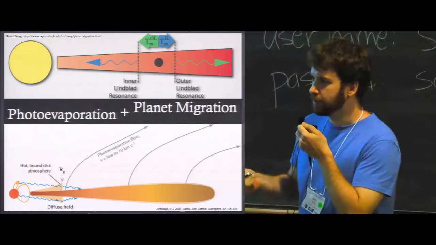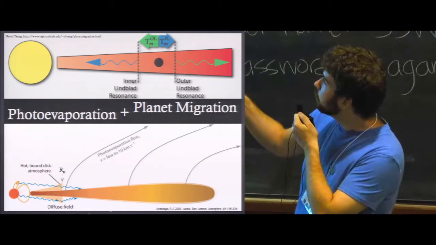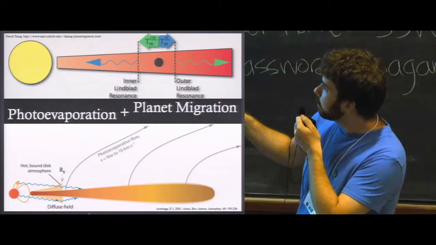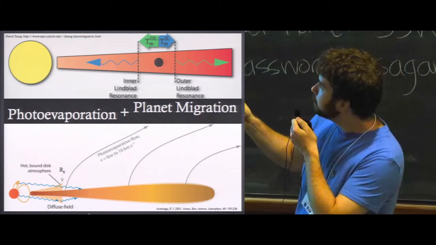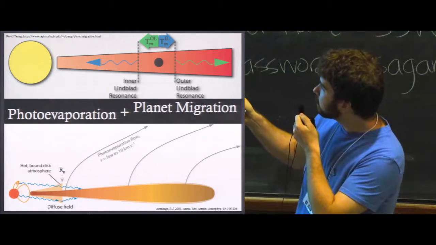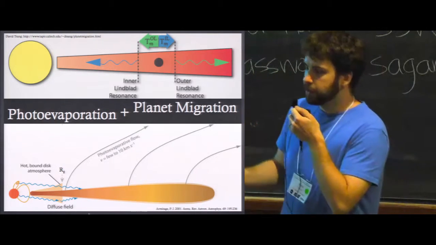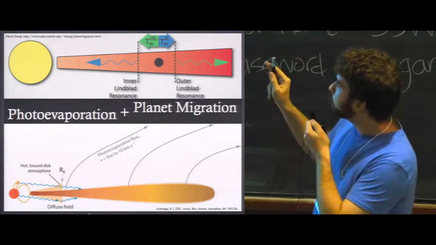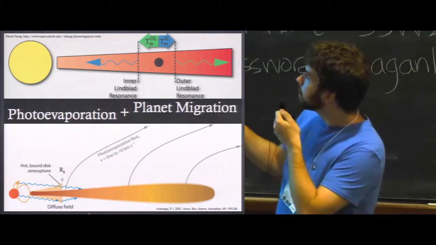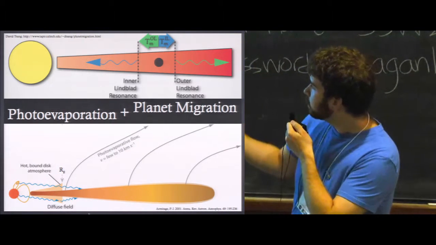Thanks to Richard Nelson for already covering a lot of this stuff. It made my job easier. So the takeaway message from the top diagram here is that in planet migration, the outer Lindblad resonances push the planet inward, and the inner Lindblad resonances push the planet outward. And if you remember from his talk, the giant planets actually open a gap, so only the outermost resonances affect planet migration in that case for giant planets.